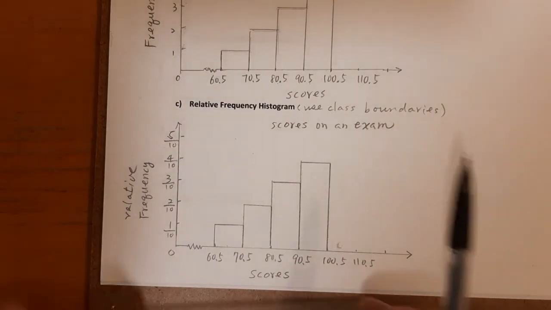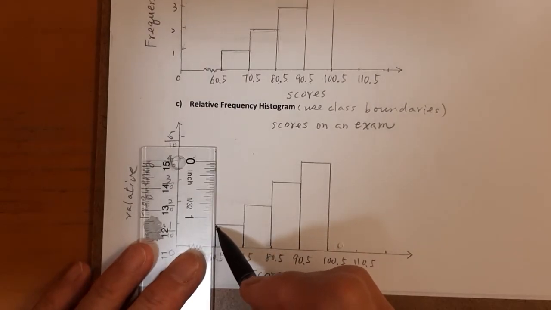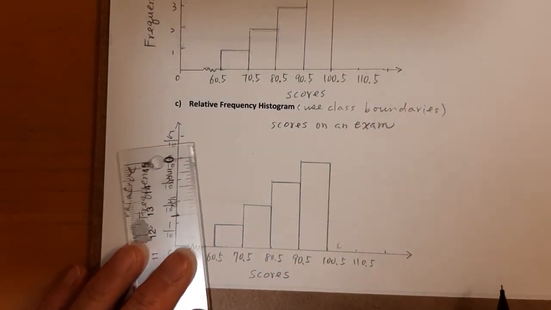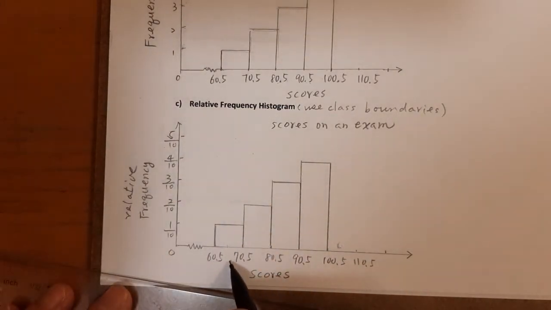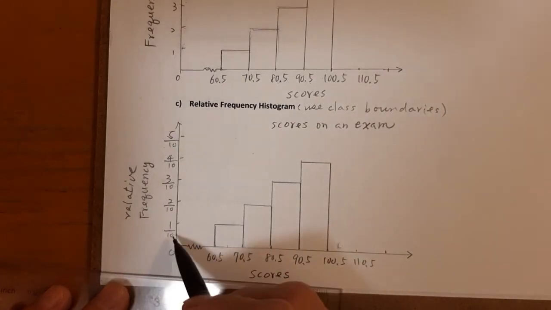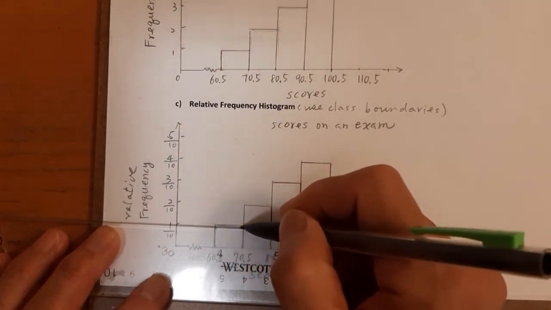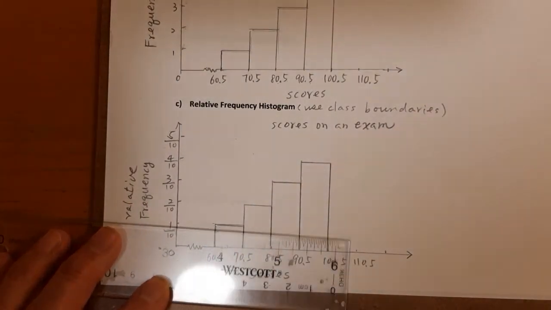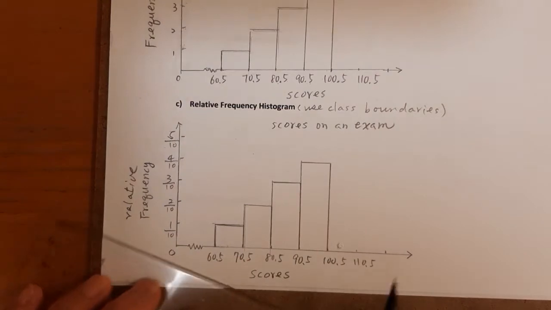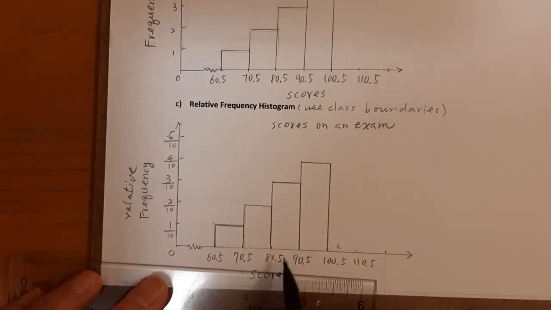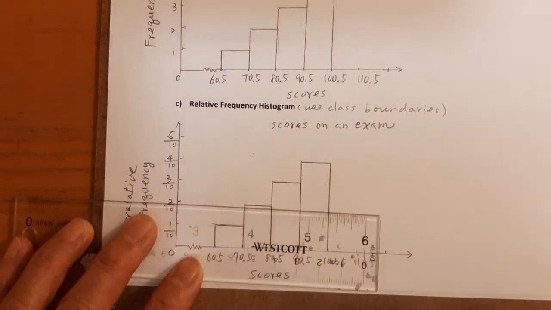Then from 60.5 you draw a vertical line, and at 70.5 you draw a vertical line. Between 60.5 and 70.5, the relative frequency is 1 out of 10. So at this, you draw a horizontal. Then from 70.5 you draw a vertical, from 80.5 draw a vertical. Then from 70.5 to 80.5 is 2 out of 10. So at 2 out of 10, you draw a horizontal.